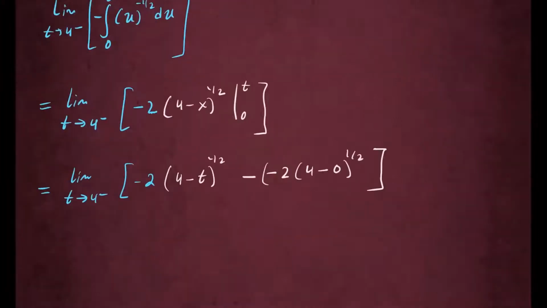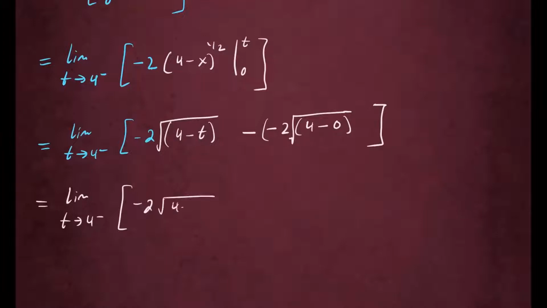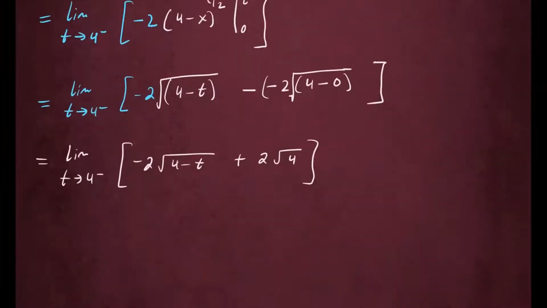All right, so now let's clear this up before we take the limit. So we have the limit as t approaches 4 from the left of, now I'm going to rewrite the power 1/2 as a square root, so that it's easy to look at. Since we finished integrating, we don't need to write the power 1/2. So I have negative 2 square root of 4 minus t plus 2 times square root of 4. And that will simplify. So now I can take the limit.